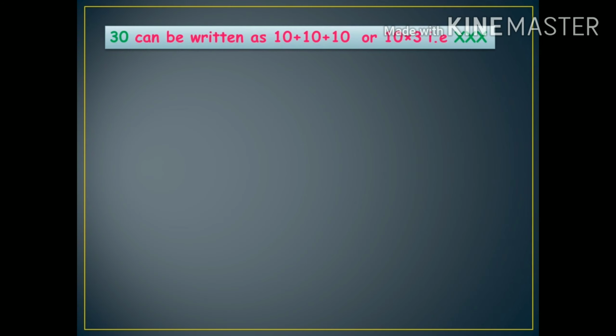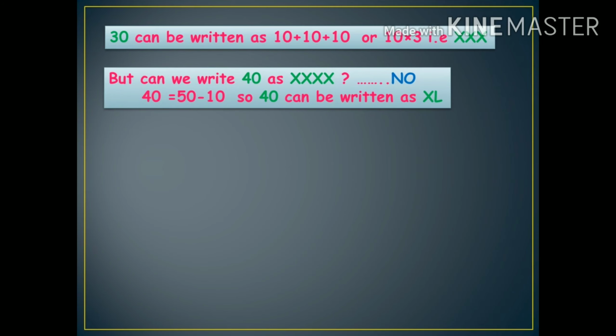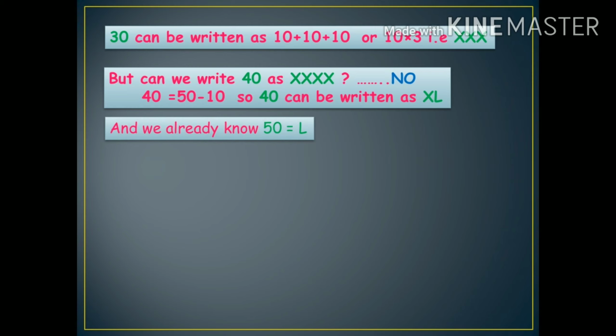30 can be written as 10 plus 10 plus 10, or 3 times 10, that is 3 times X. But can we write 40 as XXXX? No. 40 is equal to 50 minus 10, so 40 can be written as XL, that is, by putting X to the left of L, we are subtracting 10 from 50 and get 40. And we already know 50 is equal to L.